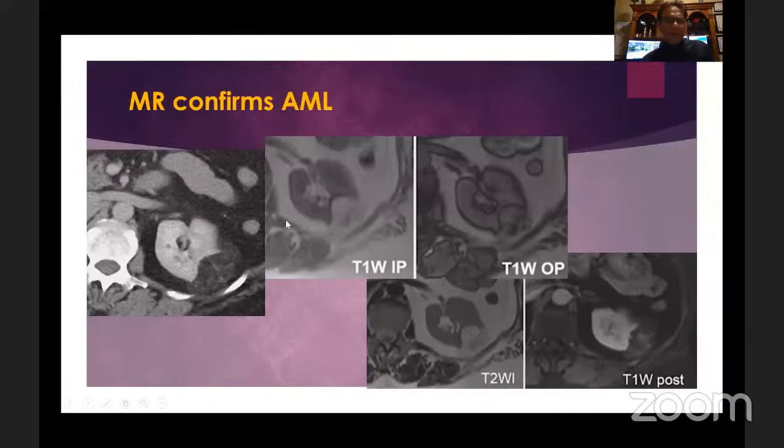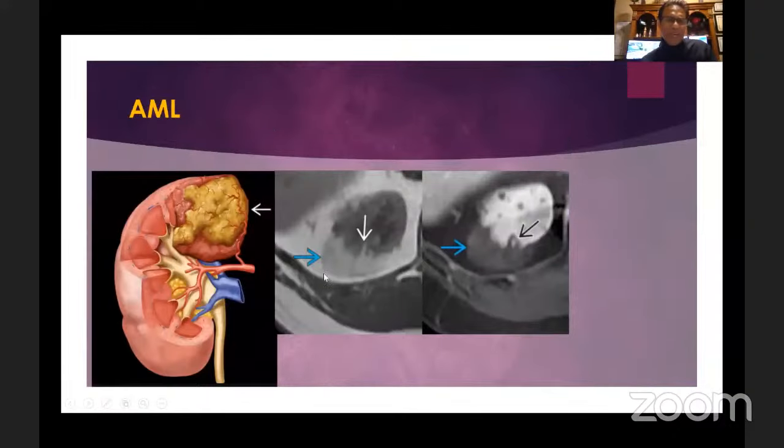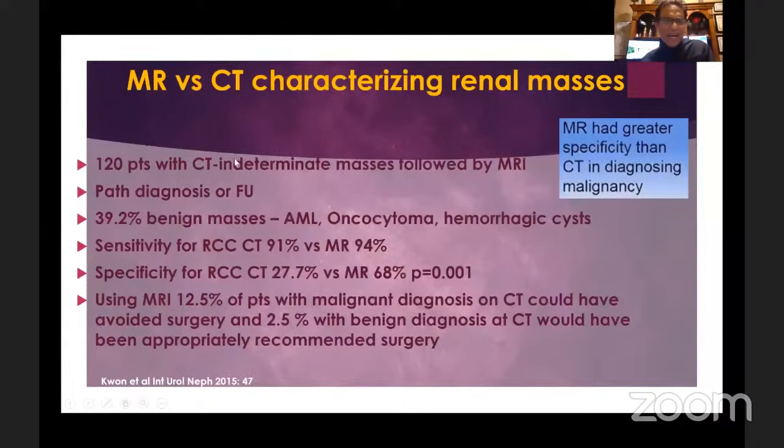So MRI confirms AML. Sometimes you might be able to see this pushing of fat into the renal parenchyma, which is typical for angiomyolipoma from where it arises. So it is pretty diagnostic if you see it.